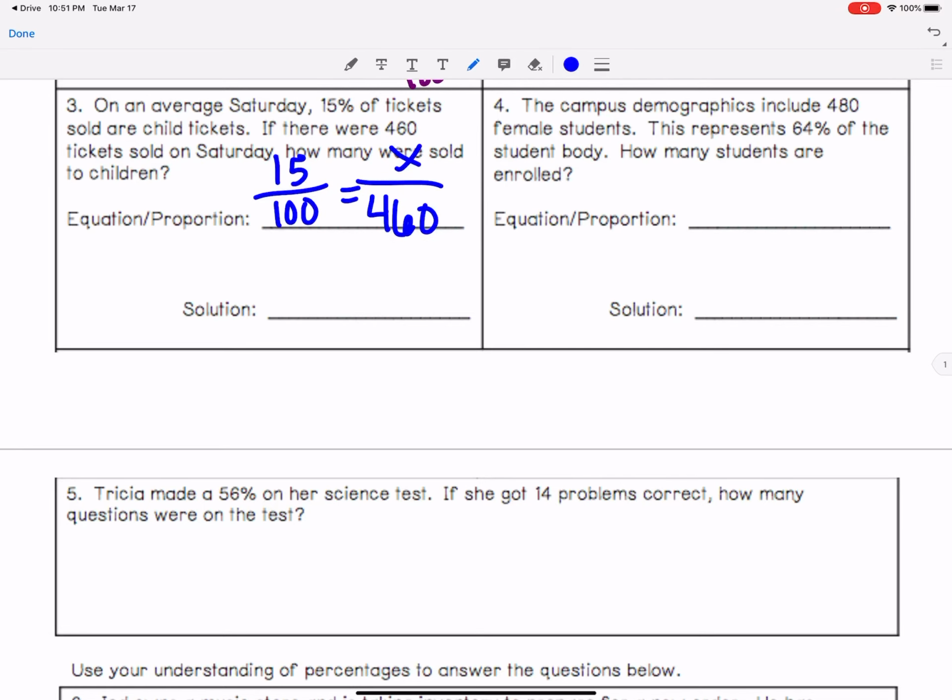Now we can solve this just like a normal equation. I'm going to do 460 times 15 divided by 100, and that will give me my answer. I'll show you using these colors, just like that. 460 times 15 divided by 100. Another way you could solve this, sorry for those of you who are bored, I know I've given like 3 ways, you could do 15 divided by 100. Let's see what we get. 15 divided by 100 gives me 0.15. And then all you have to do is times that by 460.